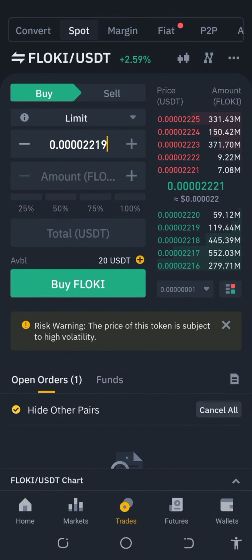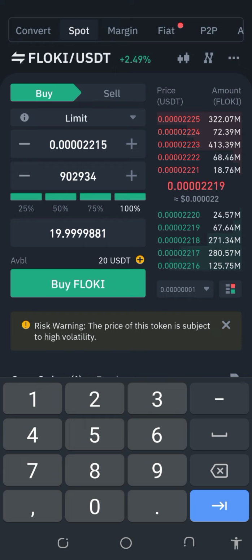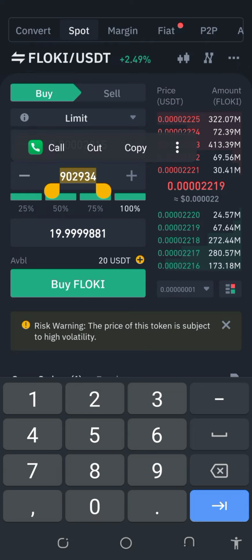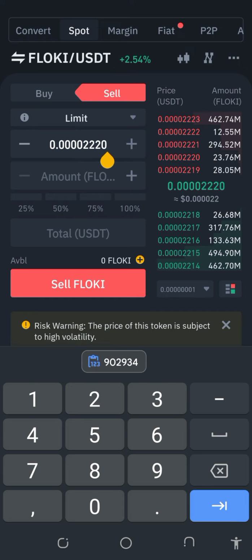Okay, if that's it, let's work with that. If I go down and make this 2215, and adjust that a bit, I don't know if this is going to happen, but let's just put 2215 here and then pick up the entire 20 USD that we have. That's going to give us 902934. Let's copy that, and then we will add another 5 on top of whatever it is currently. Let's just put 2225.